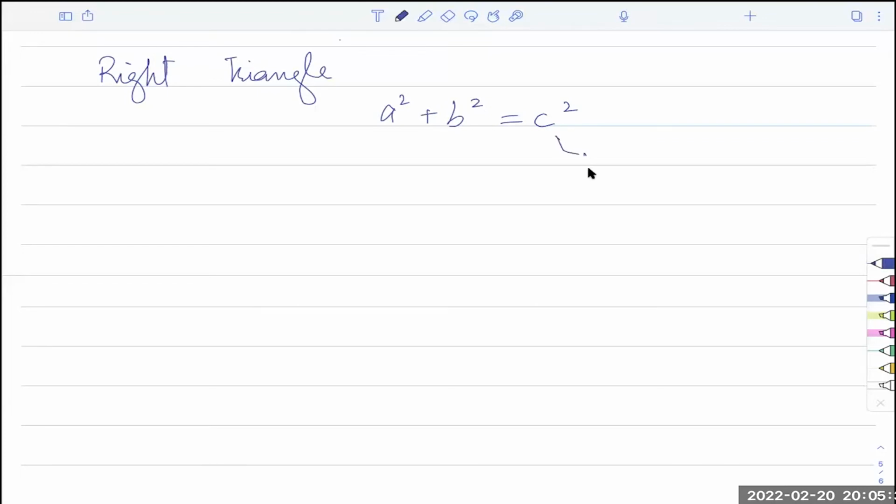And this is the biggest side, which is basically called hypotenuse. This also implies that the angle opposite to hypotenuse is also the biggest. And in any right triangle, one angle is 90, so hypotenuse is opposite to 90. All right? Clear? ये तो पता है ना?